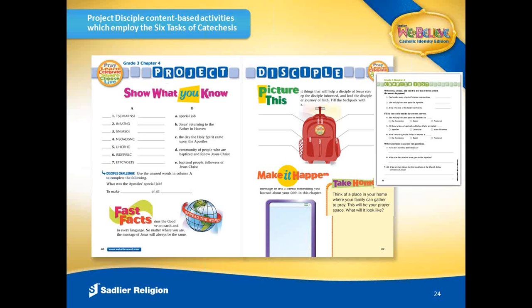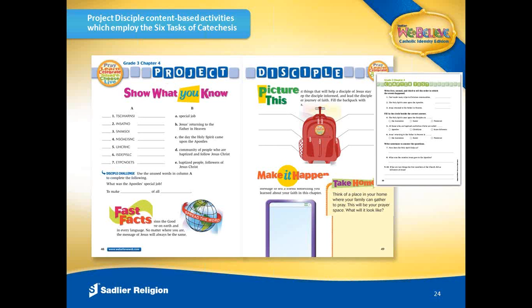Project Disciple activities follow every lesson. And there are several pages of Project Disciple activities. Some of them here show what you know, fast facts, and so forth. There are others. There's a whole list of them. They don't all appear in each lesson. And so every lesson has a variety of Project Disciple activities that appear.